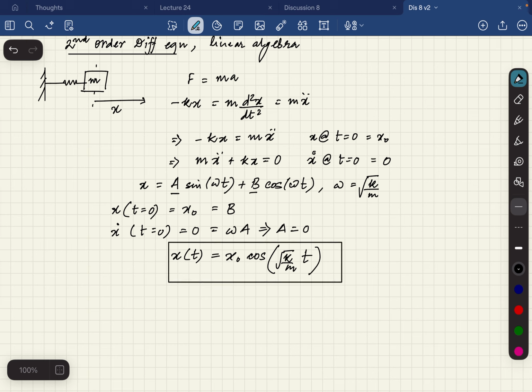Right? Now this is a pure oscillatory solution, as in how does the displacement look like with time? The displacement looks like you start with some initial x naught and you keep oscillating like this.